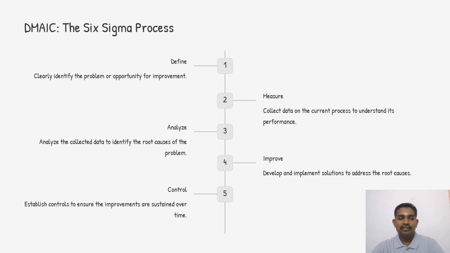So here is the Six Sigma process. The first step is define: clearly identify the problem or opportunity for improvement. Second one, measure. Collect data on the current process to understand its performance. Third one, analyze. Analyze the collected data to identify the root causes of the problem. Fourth one, improve. Develop and implement solutions to address the root cause. Fifth one, control. Establish controls to ensure the improvements are sustained over time.